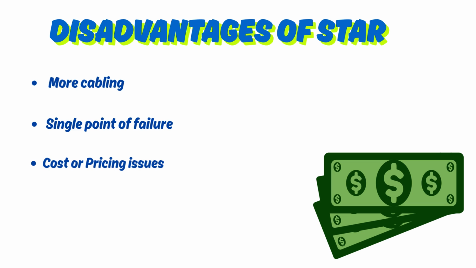Not just that, you also need a high quality hub or switch with enough ports to support all the devices. These network devices can be costly, especially for large networks. So, the more devices you add, the more the cost increases due to the extra cable, ports, and central devices. That is why star topology is often not suitable for large areas or budget-limited setups like schools or small businesses.